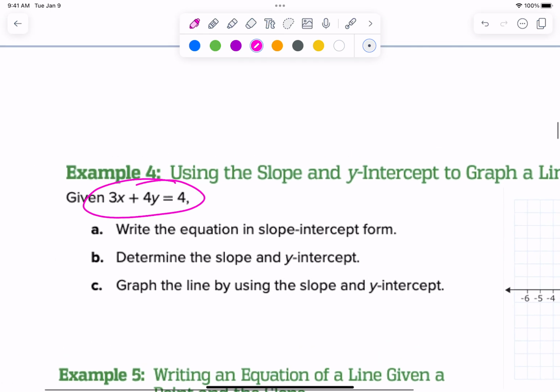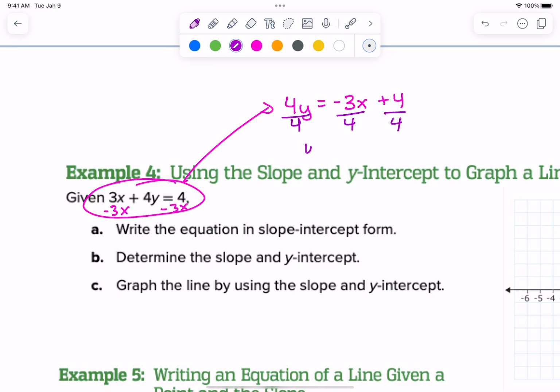We want to write the equation in slope-intercept form. Minus 3x. So 4y equals what? Negative 3x plus 4. Okay, then we divide by 4. Y equals negative, don't forget the negative, 3/4 x plus 1. 4 divided by 4. That's part A. A is done.